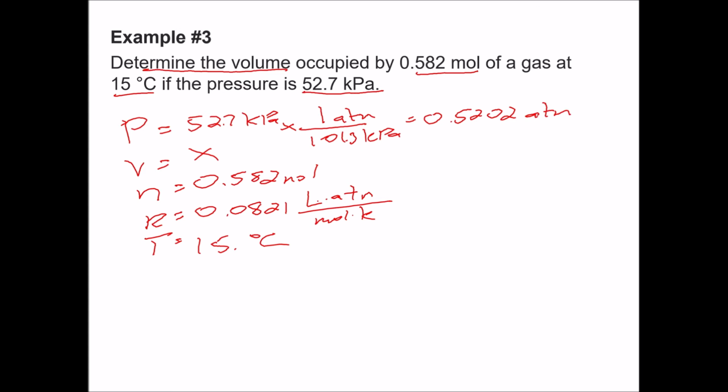Moles are good. Volume is, well, we're looking for volume. R is good. My temperature has to be in Kelvin, so I'm going to have to add 273 to convert to Kelvin. And that's going to equal, add that to my calculator, I get an answer to be 288 Kelvin.